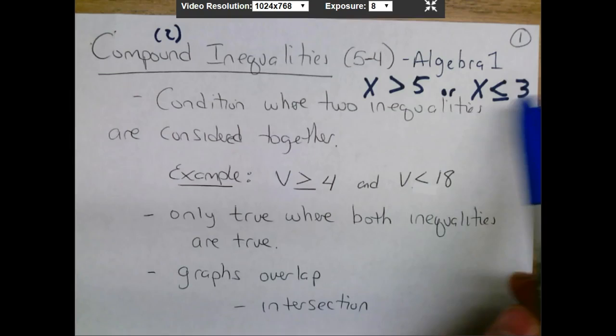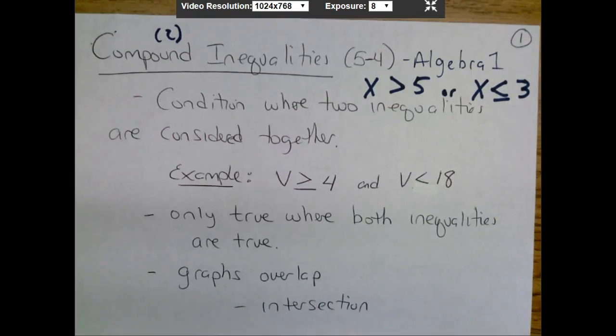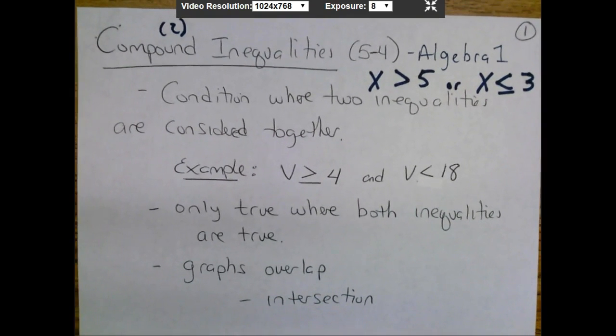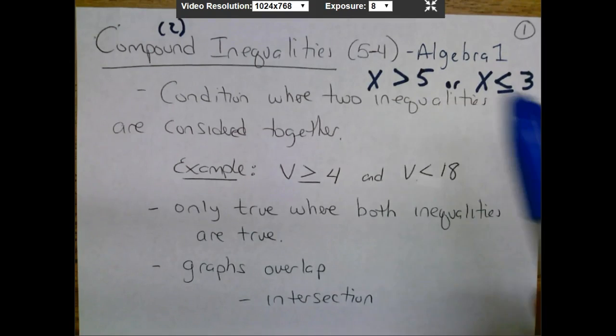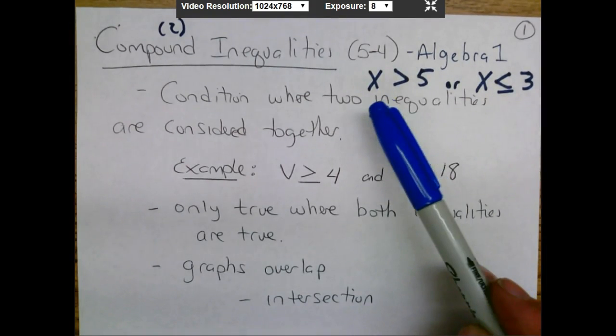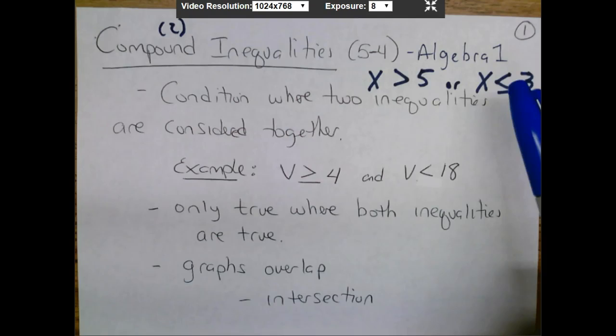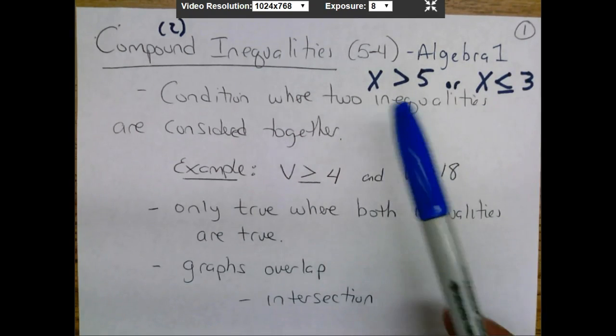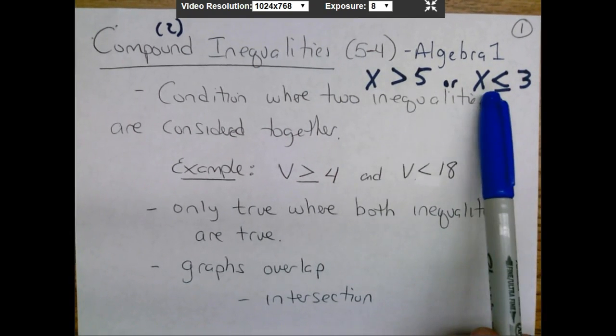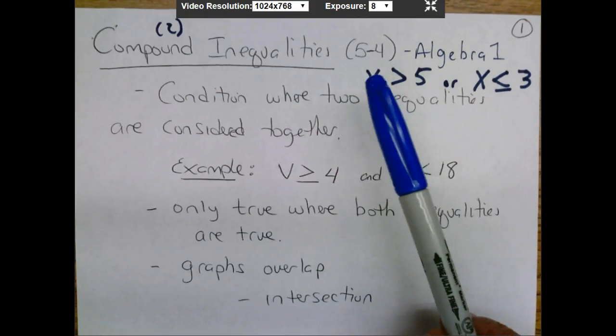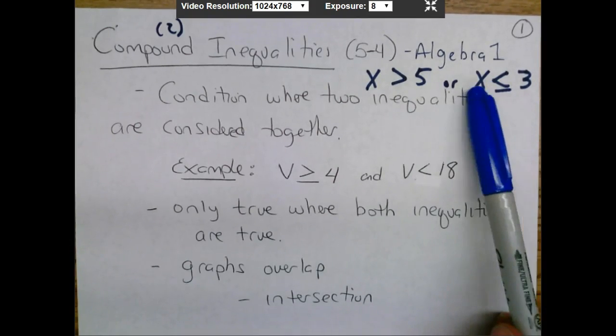x is less than or equal to 3. And it really is a mathematical statement or sequence where we have these less than or equal to, or greater than, or whatever. But it's some statement with those symbols in it. Okay, but it's usually just x and a number, y and a number.